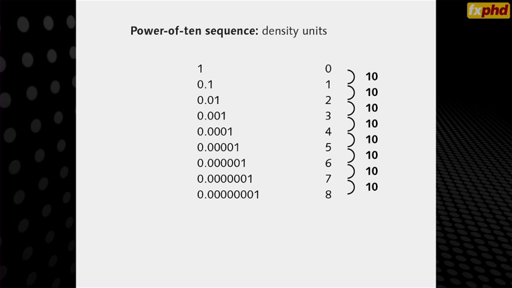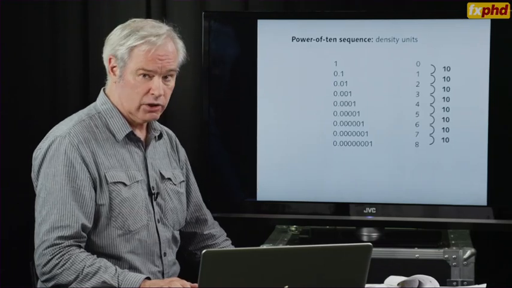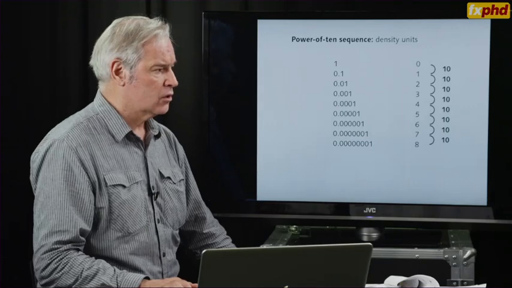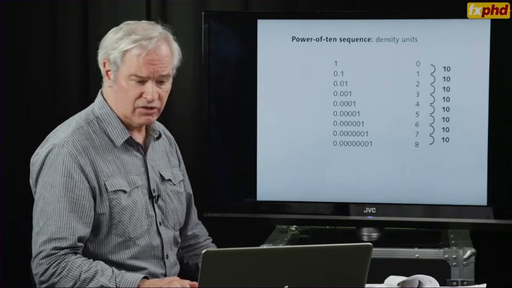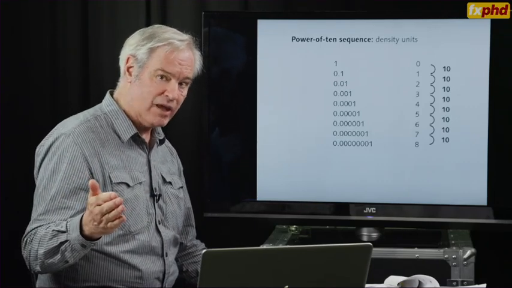Now, in engineering and even in image engineering, sometimes we use powers of 10, and these, in the case of measuring light, are called density units. So the optical density of a certain amount of light is just the base 10 logarithm.